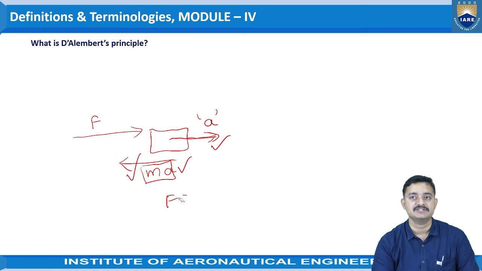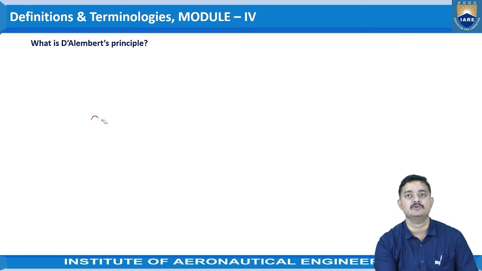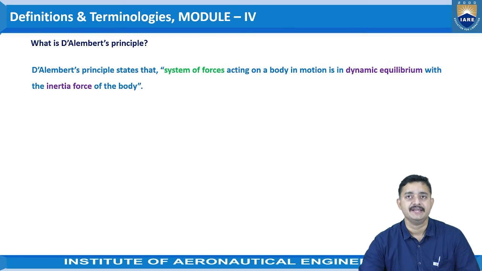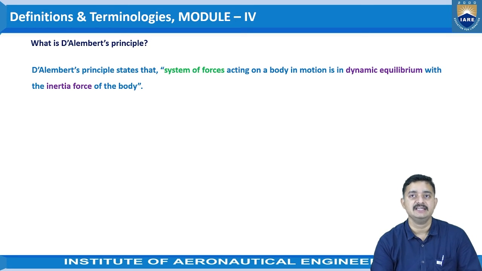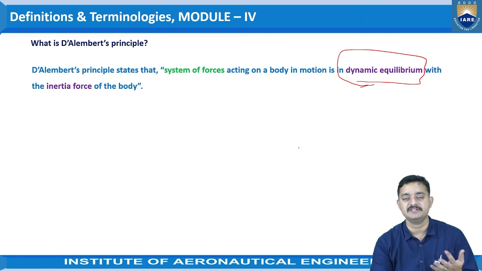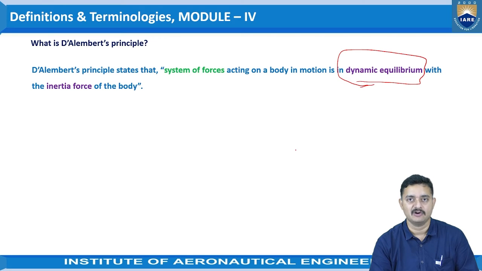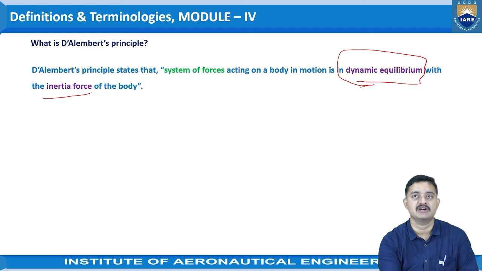So this is about the inertia force and its implementation in the problems that are involved in kinetics. So the definition says, D'Alembert's principle states that the system of forces acting on a body in motion is in dynamic equilibrium with the inertia force of the body. So nothing but the object will be in equilibrium state. Even though the object is moving, it will be in equilibrium state, and that equilibrium will be in a dynamic form. Because of the movement of the object, we can say that the dynamic equilibrium of the object is achieved with the inertia force.